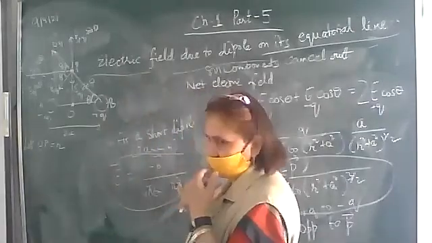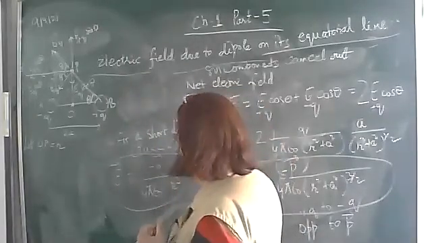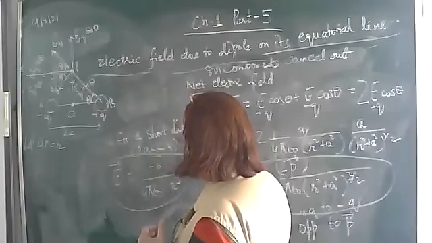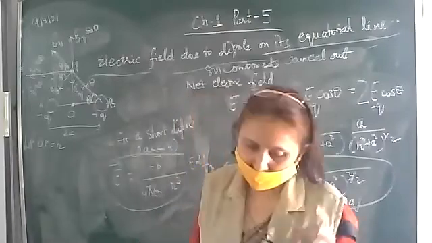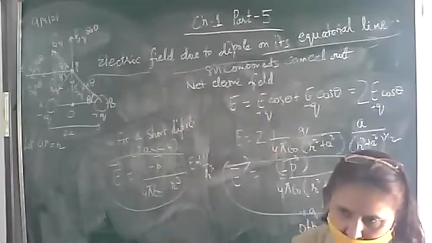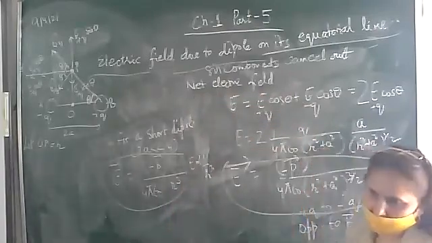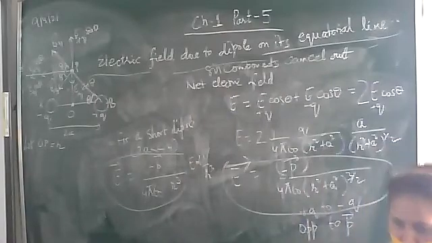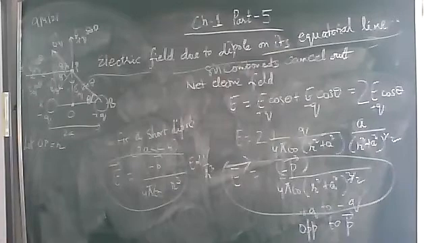So again you can see from here that the electric field is inversely proportional to r cube. For a dipole, whether you are finding on the axial line or on the equatorial line, in both cases the electric field is inversely proportional to r cube. Whereas the electric field due to a point charge is inversely proportional to r square. Is it so? So note it down.